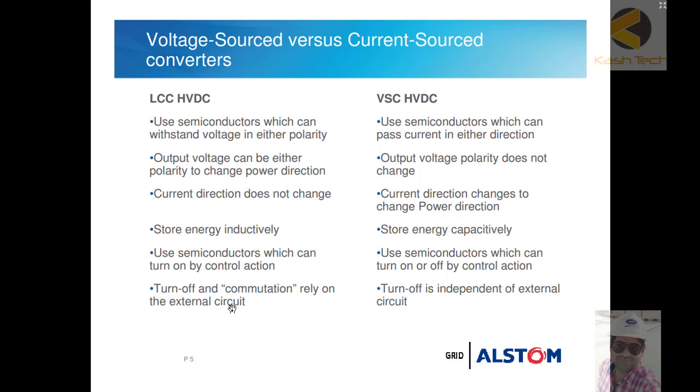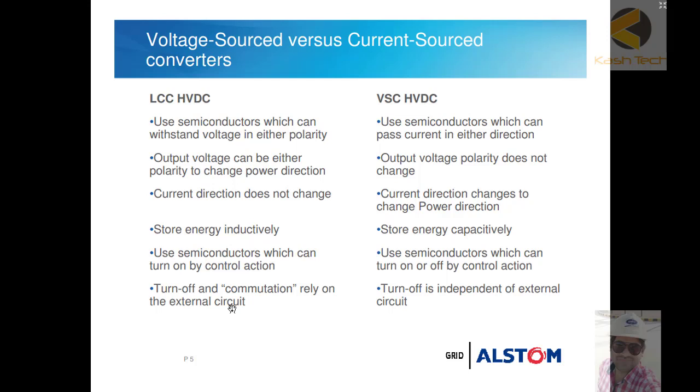Current direction does not change in LCC HVDC, whereas current direction changes to change power direction in VSC HVDC. So in order to change the power direction in LCC, you have to change the polarity of the voltage itself, since it is not possible to change the current direction. Next, LCCs store energy inductively, whereas VSCs store energy capacitively. The main storing devices in LCCs are the reactors connected to the line, whereas VSCs use capacitors.